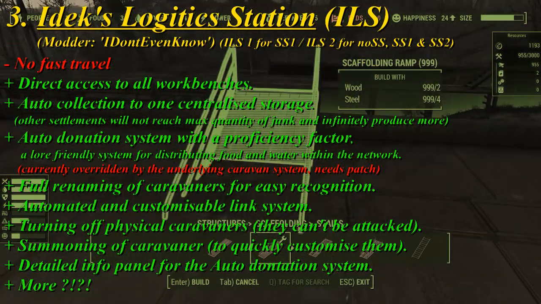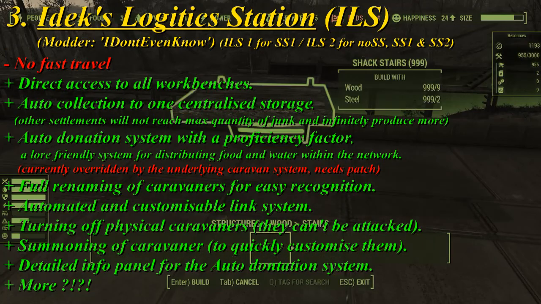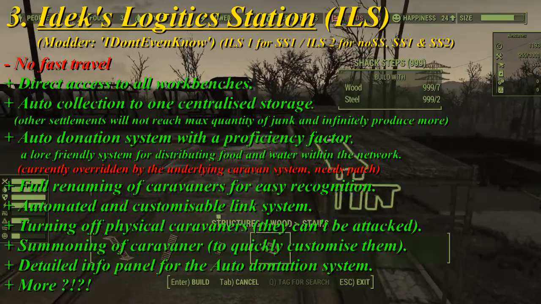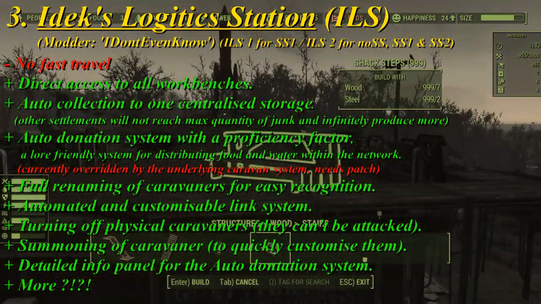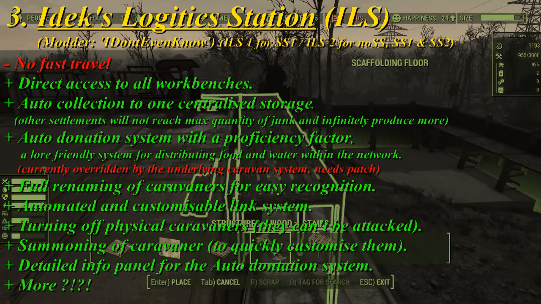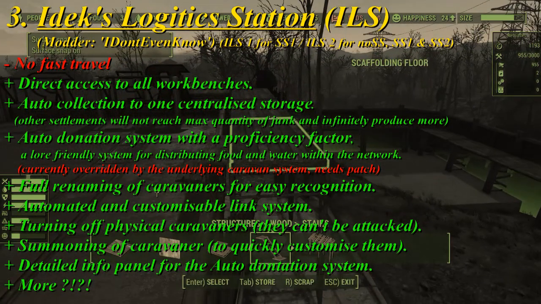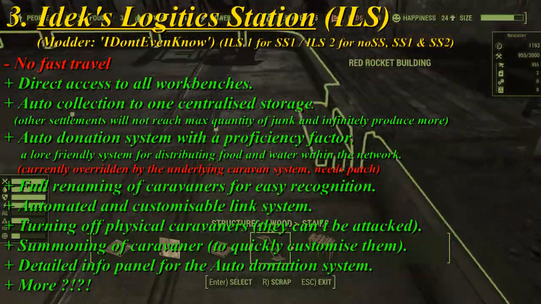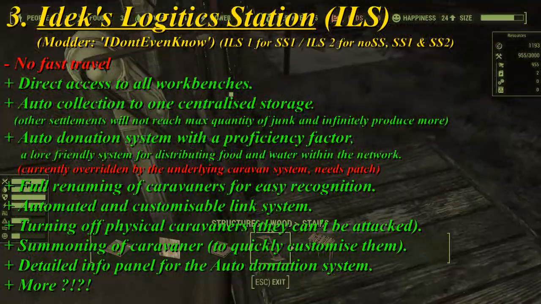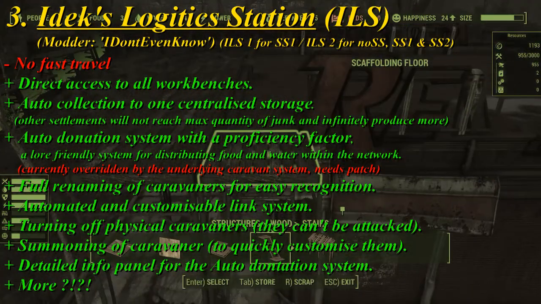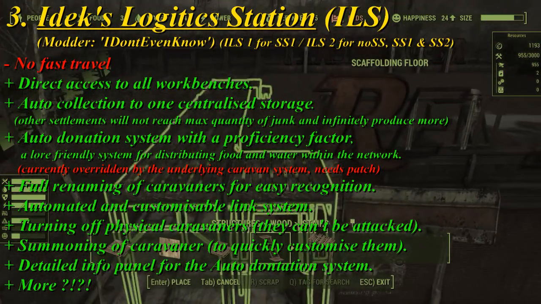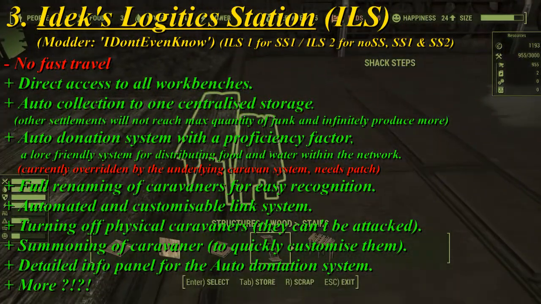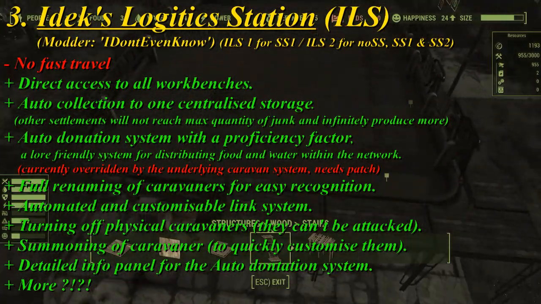Another small benefit of ILS is that it will automatically manage your linking system, and there are different algorithms for that. A third small benefit is that your caravanners are now renamed to the two settlements that they're walking between. So if you ever encounter someone in the wastelands called Provisioner or Caravaner from Sanctuary to Red Rocket, for instance, you immediately know who it is and why they're there. And I believe that is all the benefits currently that ILS has.